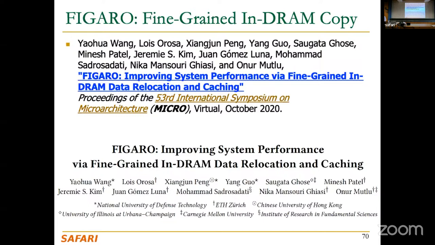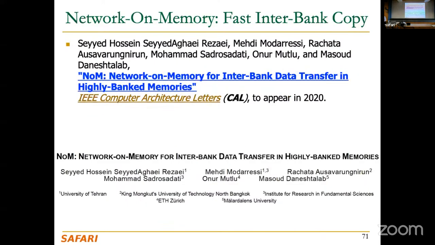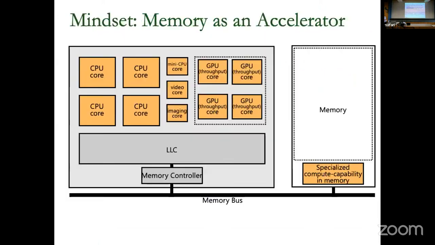And the other idea that I mentioned, which moves 64 bits across different rows, is called Figaro. It was presented at the Microarchitecture conference in 2020. And the network one is a journal paper. It needs to be fixed. Maybe someone can remind me. It already appears. We are already in 2023.